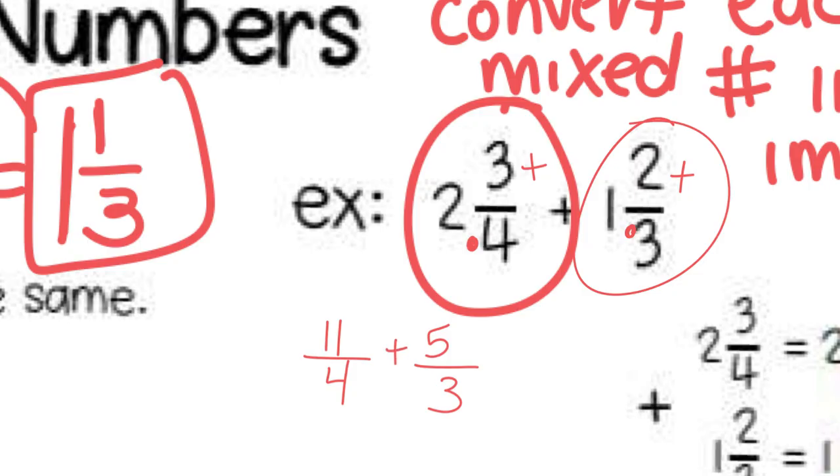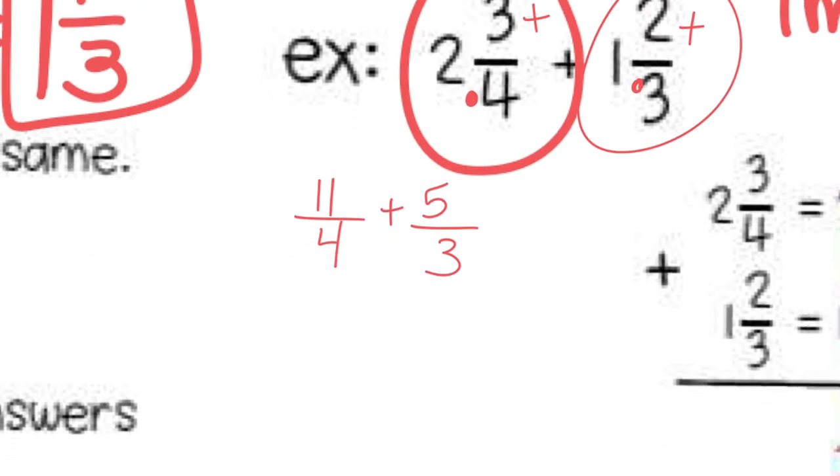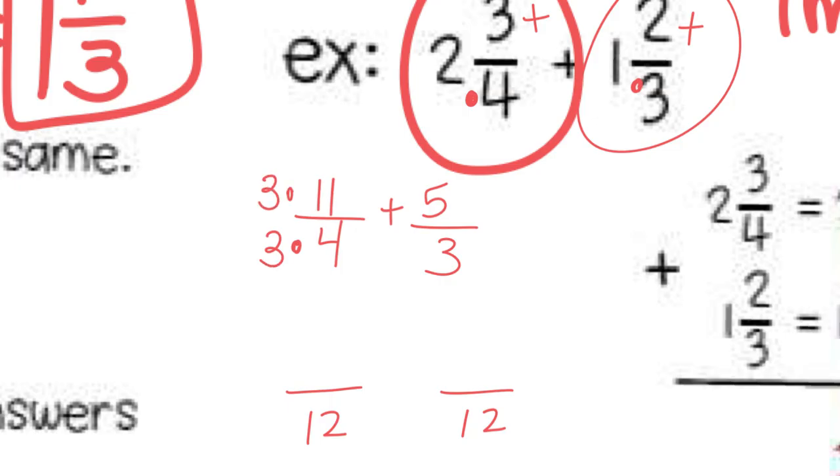Now, I do the same thing I did before. I find a common denominator. What is my least common denominator of 4 and 3? 12, right? 4 times what gives me 12? So multiply the top by 3. What's 11 times 3? What do you multiply 3 by to make it 12? So multiply the top. 5 times 4 is?